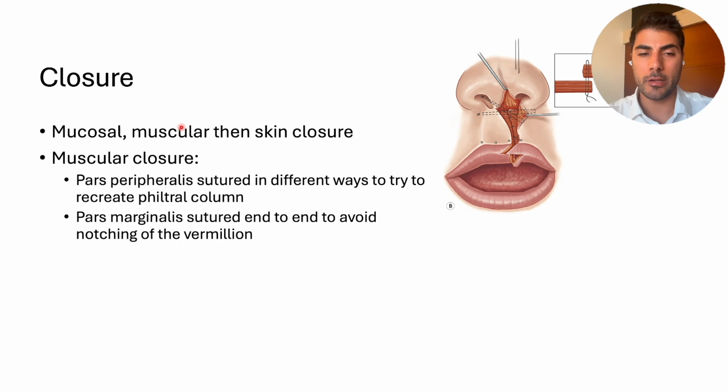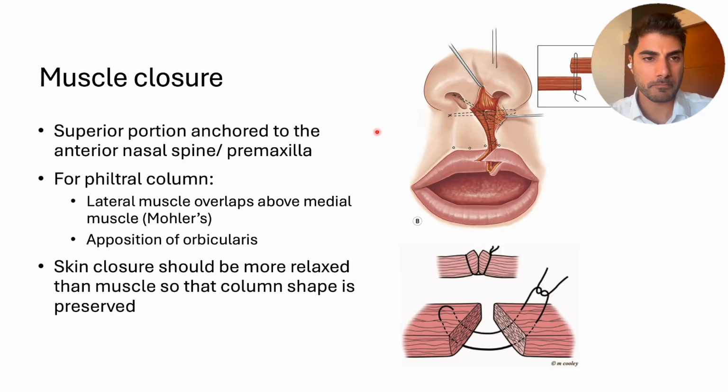Now, let's talk about the closure. So of course, it's a layered closure. We have the layers: the mucosa, the muscle, and then the skin. And this is the order that we go with. So first we close the mucosa. Then as for the muscular closure, we have the pars peripheralis. It is sutured in different ways in order to try to recreate the filtral column, as we will see. And the pars marginalis that is in the vermilion, this we keep intact to avoid notching of the vermilion, so we don't really try to superimpose it.